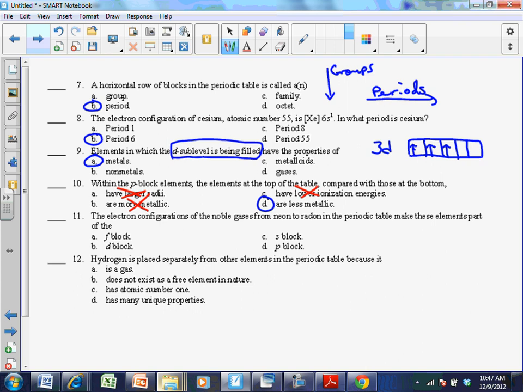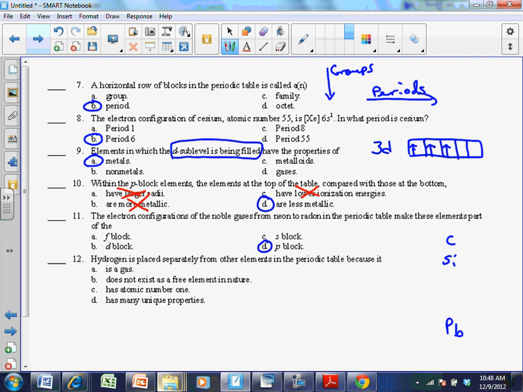And we know that, for example, in the carbon group, we go from carbon, which is a nonmetal, to silicon, which is a metalloid, to germanium. And at the bottom of the carbon group is lead, which is definitely a metal. So metallic character increases down a group, and it decreases at the top of the group. The electron configurations of noble gases from neon to radon make these elements part of the p block. They're p block. You're filling p electrons.